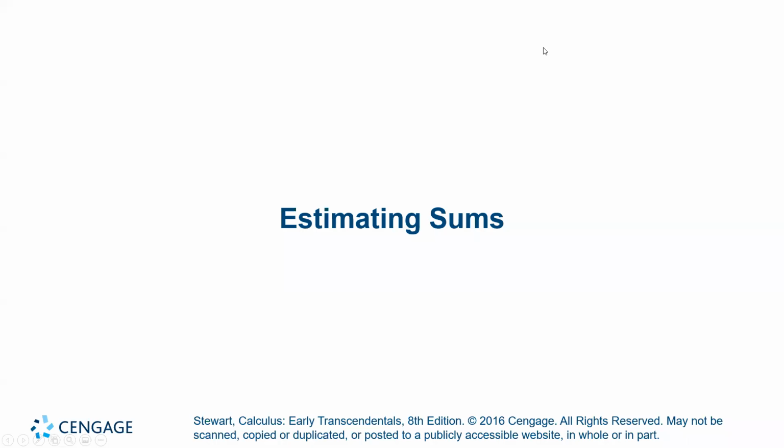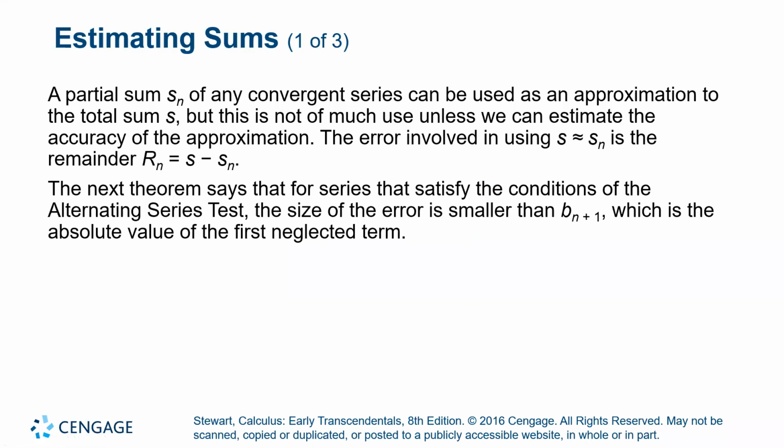Section 11.5, video 2. The second half of this section is on estimating sums, just like we've looked at in the last couple of sections. Remember, the sum of a series is the limit of the partial sums. A partial sum, typically written S sub n, is the sum of the first n terms of the series. So a partial sum, Sn, of any convergent series can be used as an approximation. This is because the limit of the partial sums is the sum itself.